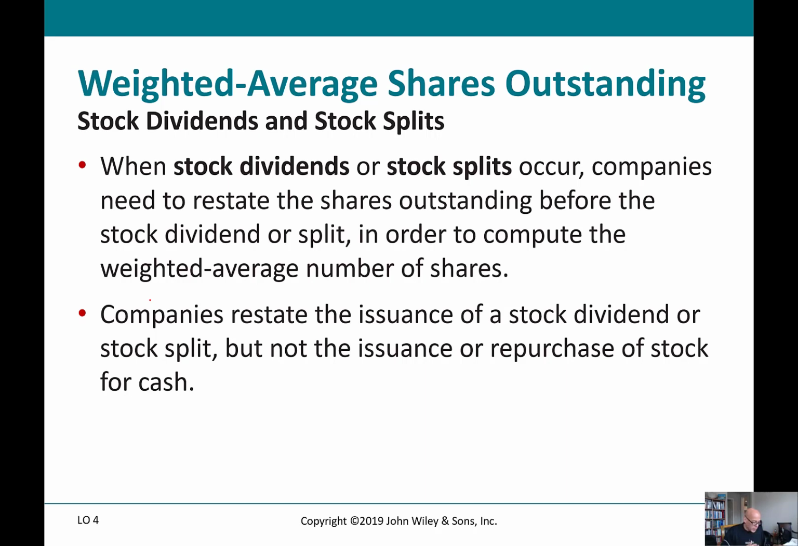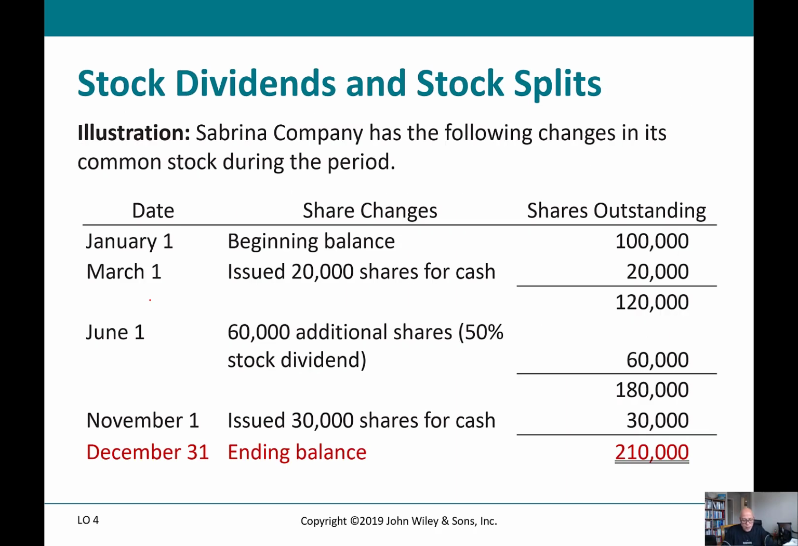Okay, so we come over and let's take another example now where we had beginning shares 100,000. We issued 20,000 shares. Then we issued additional shares in a stock dividend, okay? And this stock dividend was at 50%.